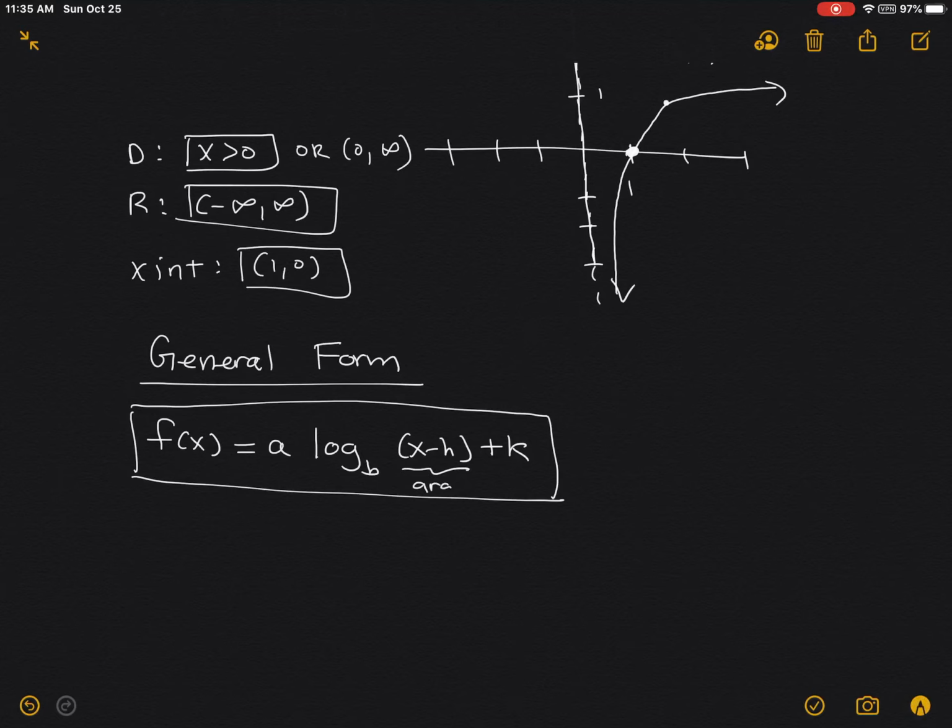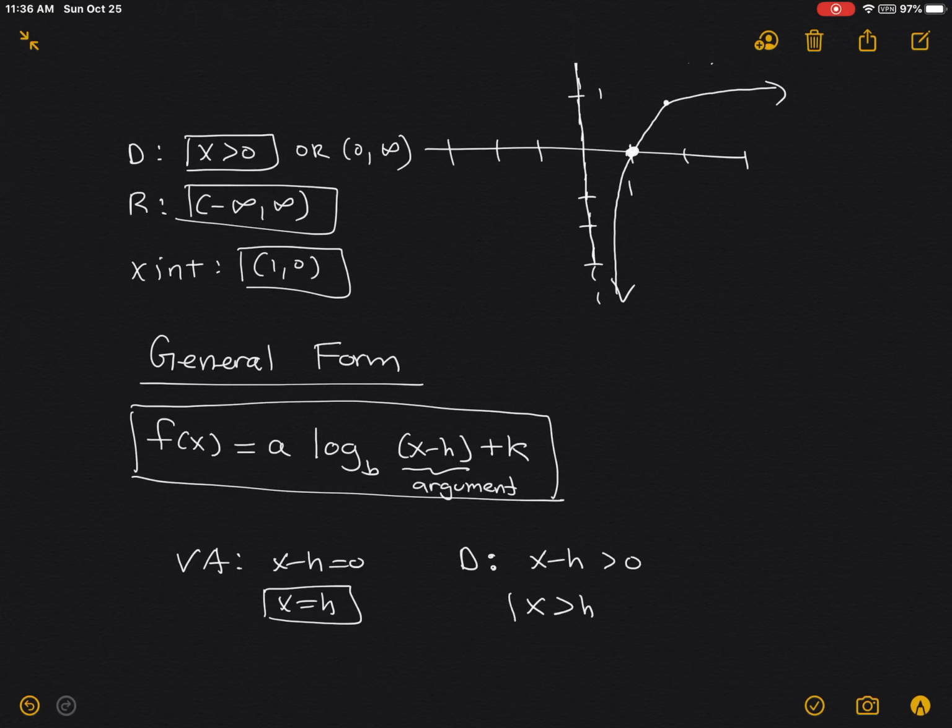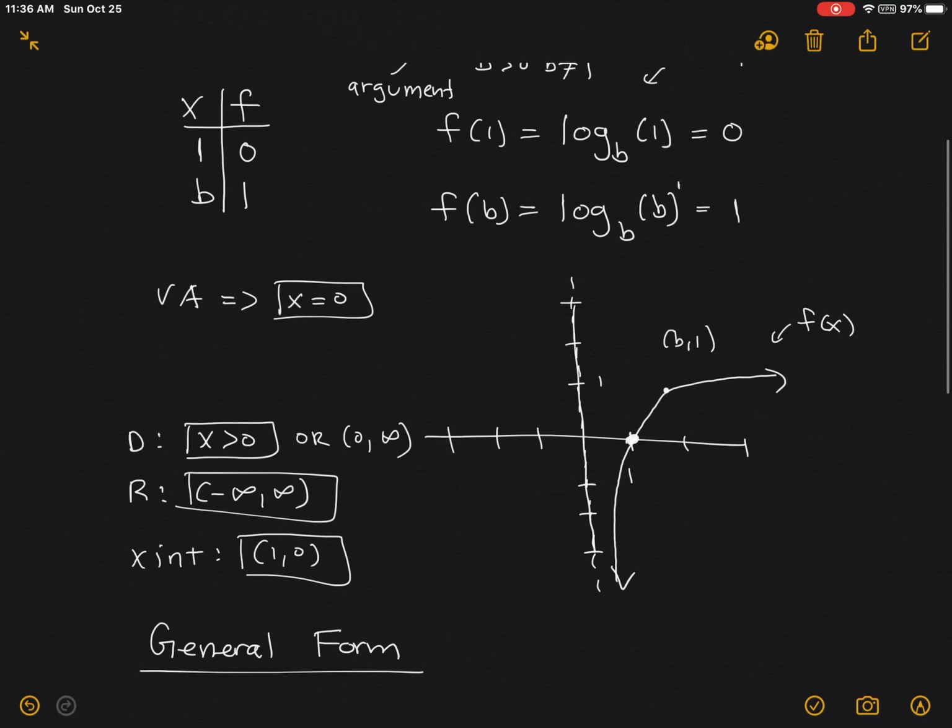So again, quick review, the way you find the vertical asymptote is you set the argument equal to 0, and you solve for x. In this case, x is equal to h. And the way you find the domain is you set the argument greater than 0, and you solve for x, okay? So x is greater than h.